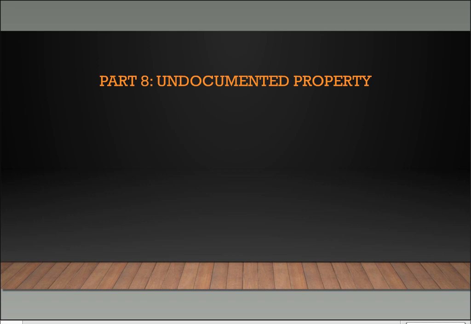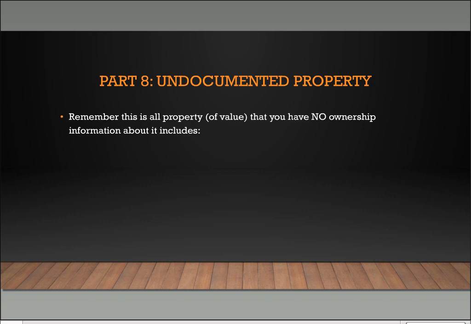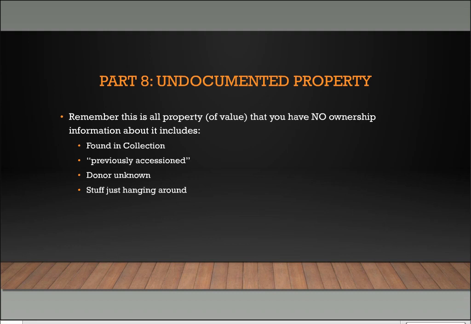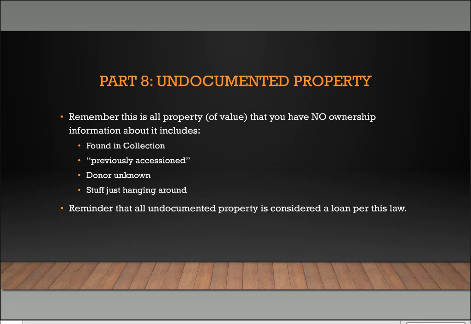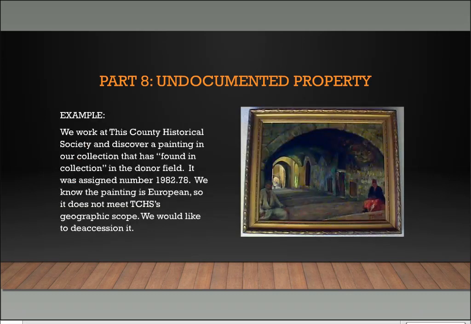Okay, so let's move on to undocumented property. So this is your found in collection, and I don't know where it came from. There's no known claimant for this property. Okay, so this is all property of value that you have absolutely no ownership information about. This includes found in collection, previously unaccessioned, donor unknown, stuff that's just hanging around. We've all got stuff that's just hanging around. And just a reminder again, all undocumented property is considered a loan per this law, even though you don't know who the owner is.